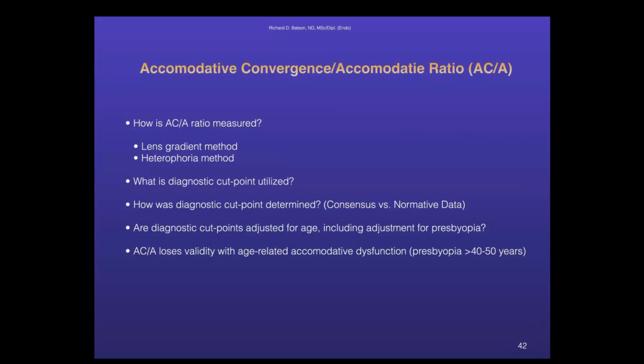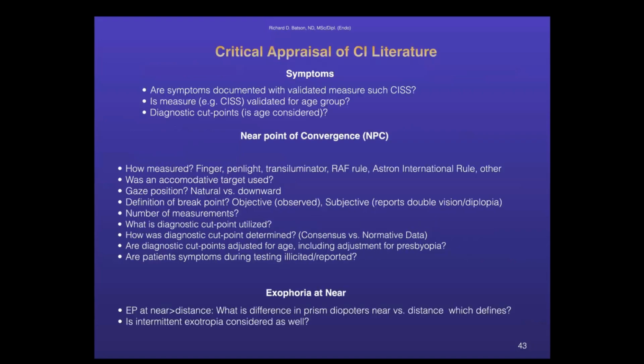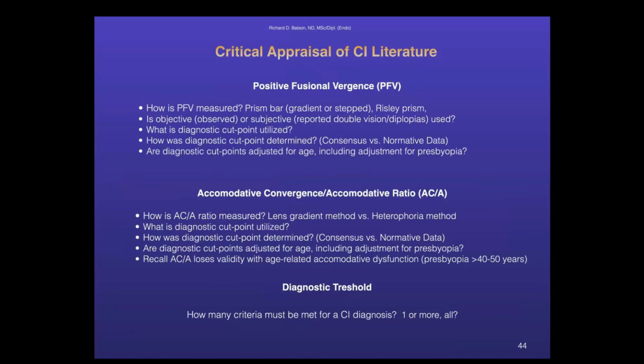So you kind of get the pattern now of what we're trying to do with this. And then there will be a master checklist at the end that you can just go through. And that's pretty much it. Ending with the diagnostic threshold question, just in review. Was it 1, 2, 3 criteria and so forth? How many need to be met to be included as considered having convergence insufficiency?